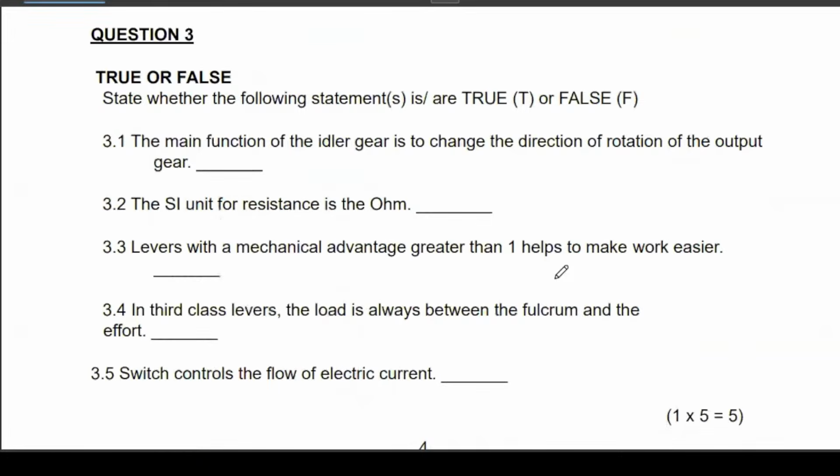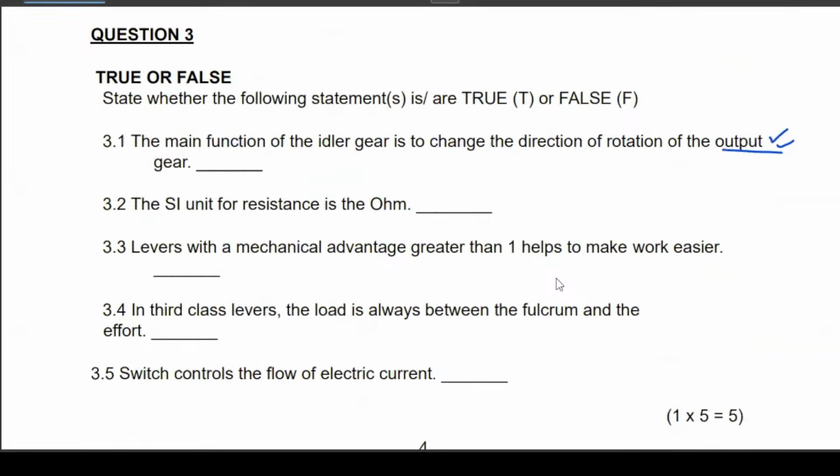Okay, then question 3, true or false. State whether the following statements are true, T, or false, F. Number 1, the main function of an idler is to change the direction of rotation of the output gear.